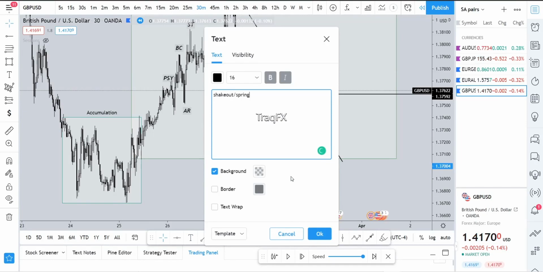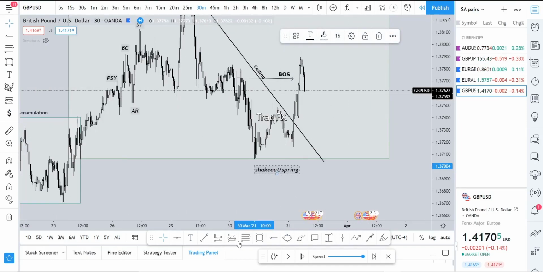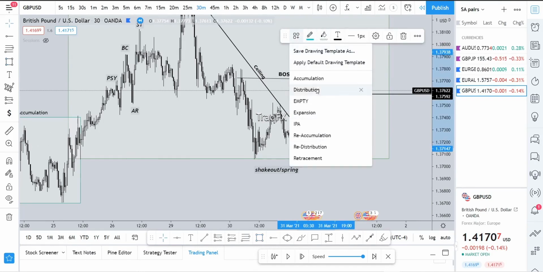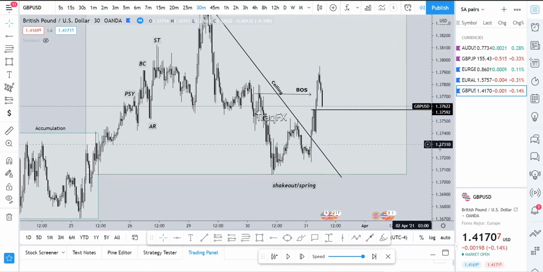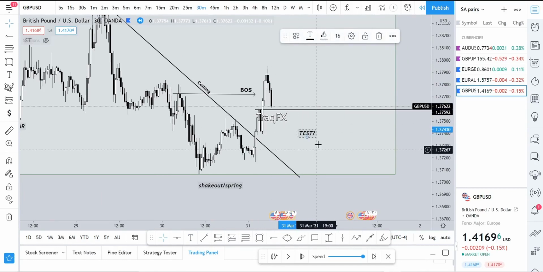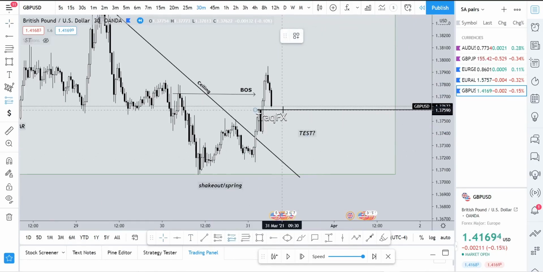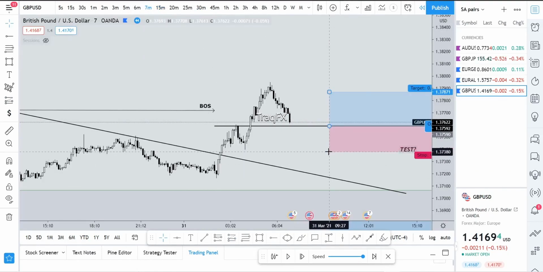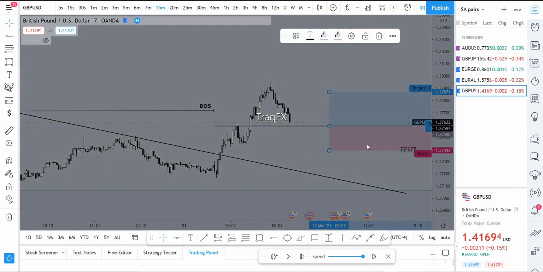Shakeout, spring. What we're looking at now is we just witnessed price expand towards the upside, breaking structure. Now we want to look to catch the retracement towards the downside to get a buy-in, right? And this retracement will also be a potential test. This could be a test area. So we have our first entry at this institutional candle. We can put our stops just below the low. We can also look to take a buy just at this institutional candle, targets above the highs.